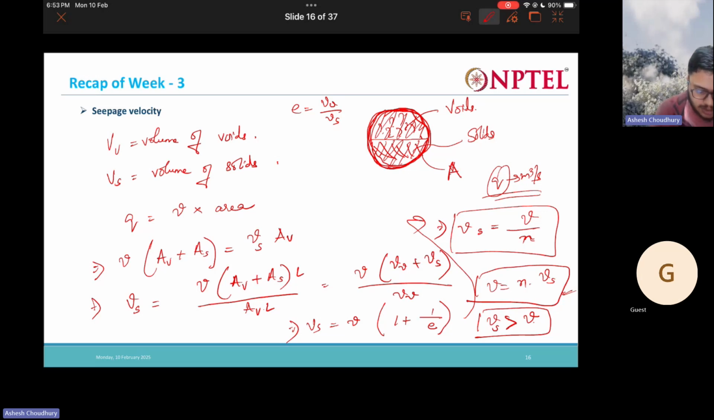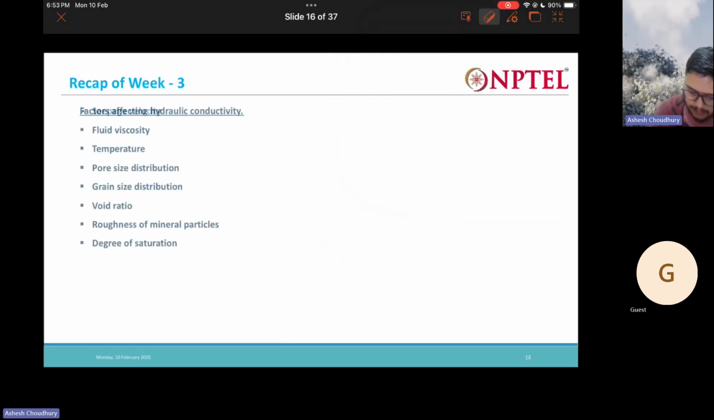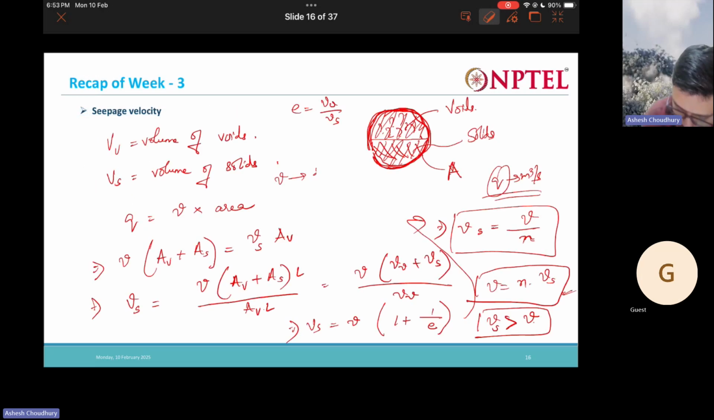Now let me see what's there next. Okay, so V is the superficial velocity or the discharge. I will write it nicely. Don't know what's wrong with this.